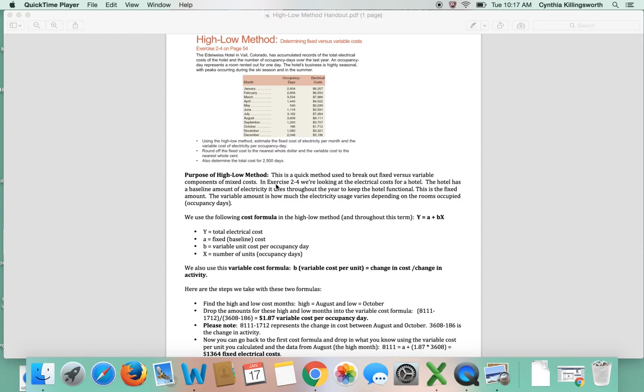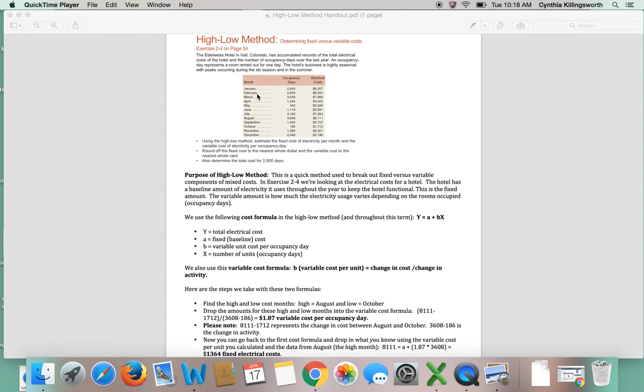In this exercise, exercise 2-4, we're going to look at the electrical costs for a hotel. Now, the hotel has a base amount of electricity that it has to use throughout the year to keep the hotel functional, regardless of how many people are using the hotel. This is what we're going to consider the fixed electrical cost. But we also need to determine what the variable amount is, and that's how much the electrical use varies depending on how much the hotel is used. And how we'll measure that is occupancy days.